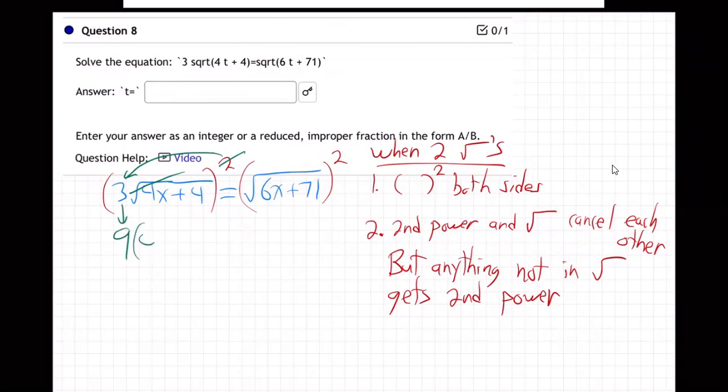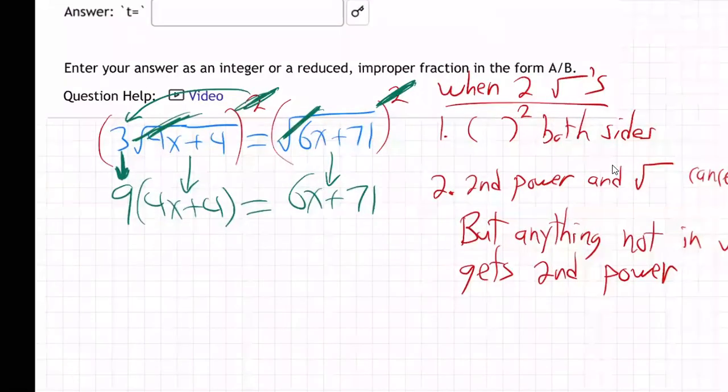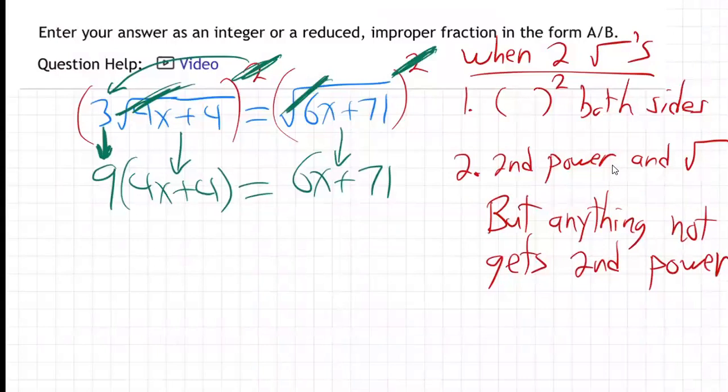Whereas the 4x plus 4, and then over here, the 6x plus 71, they do not get squared. Why not? Because they were under the root. And the root was canceled by the 2 power. The root is canceled by the 2 power. So whatever's under the root doesn't get touched. But the number that was outside of the root, the 3, he has to get squared. 3 squared is 9 because he wasn't protected. It's like not having an umbrella. He gets rained on. He gets 2 powered on, right? Oh, there we go. All right. Sorry, kind of a dorky analogy, but I think you get it.